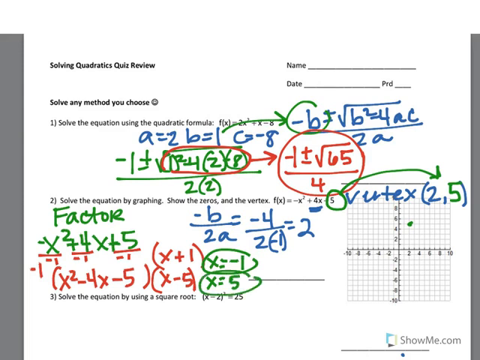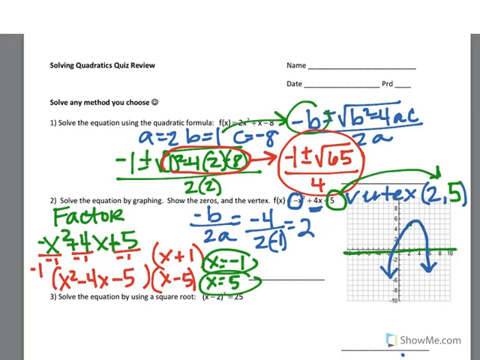Okay, so I'd come over to my graph, and these are on my x-intercept right here, I would go to negative 1 and I would go to positive 5. And I know that my parabola would open down because the a is negative.